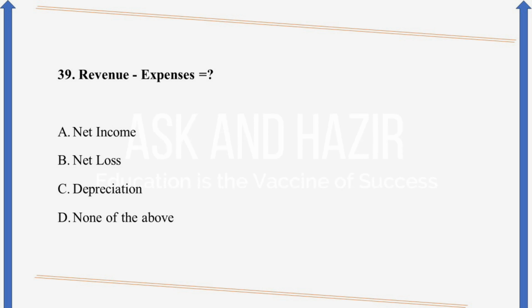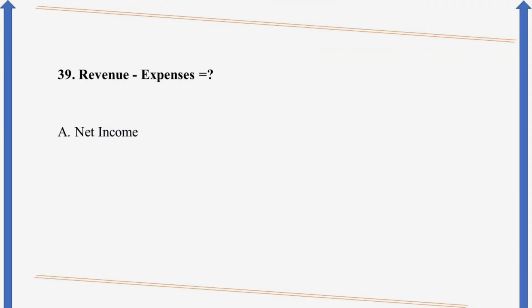39. Revenue minus expenses equals net income, net loss, depreciation. None of the above. Answer, A. Net income.